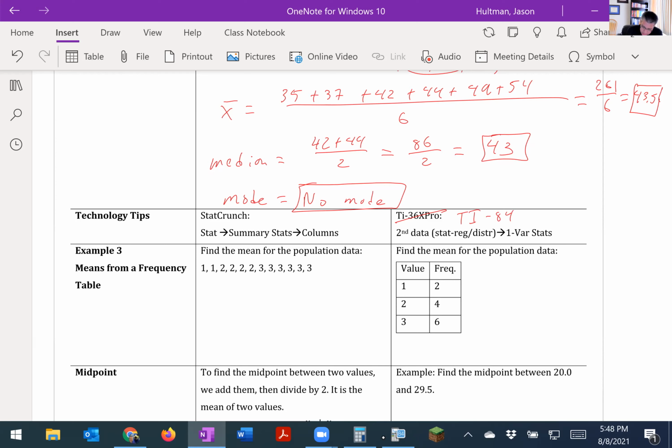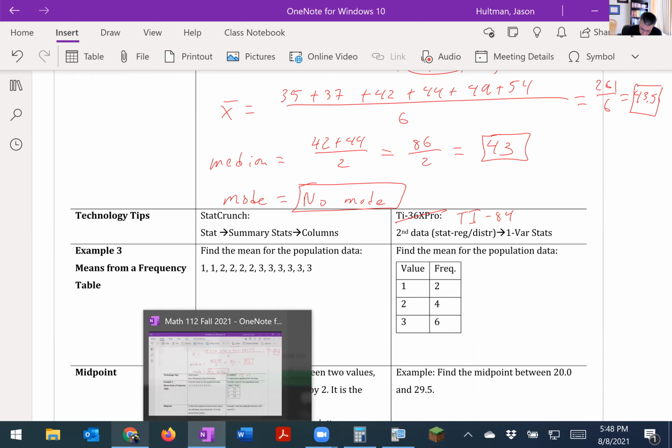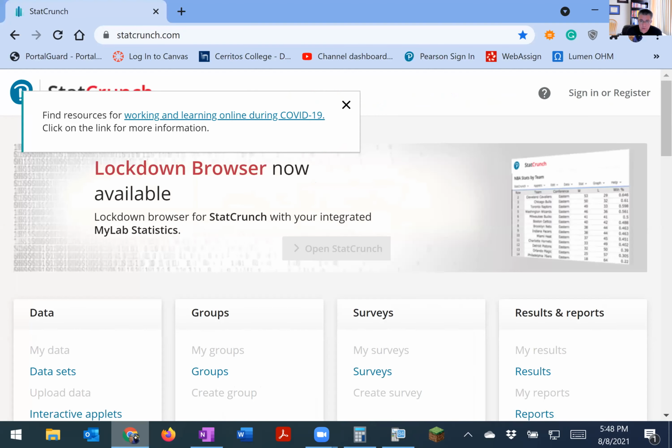So I'll bring up and show how we are going to get the stats for StatCrunch, and how you are going to get the statistics on the TI-84. Let me show you how to do that real quick. Okay, so for StatCrunch, let me bring up the web page here. Okay, so here's the web page for StatCrunch, and I'm going to sign in.